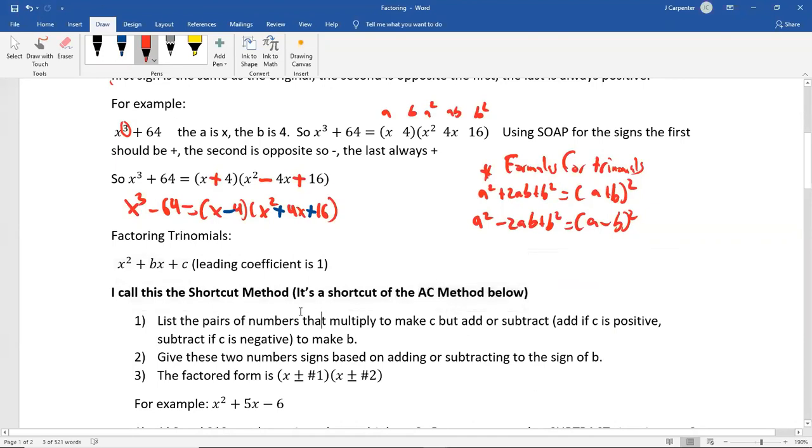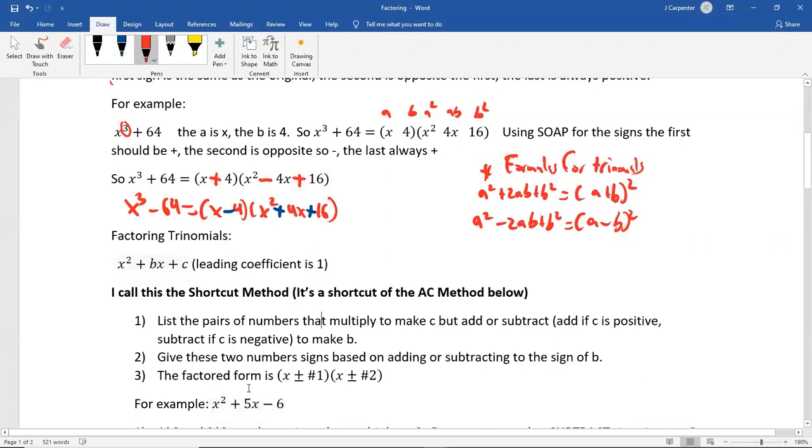All right, so shortcut method. List the pairs of numbers that multiply to make C, but add or subtract, add if it's positive, subtract if it's negative, to make B. And when I say C, I mean the constant at the end. So when I say factor something like x squared plus bx plus c, I'm saying something like x squared plus 5x minus 6.